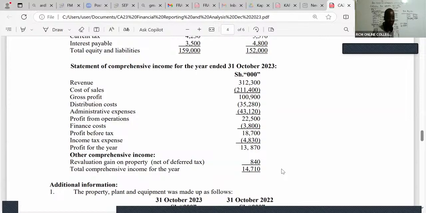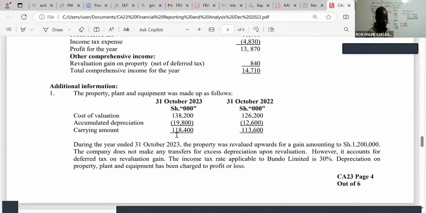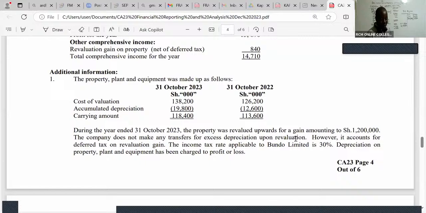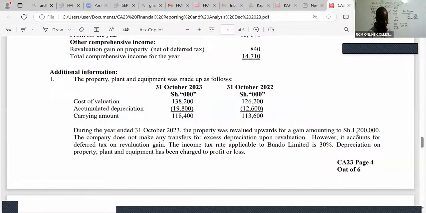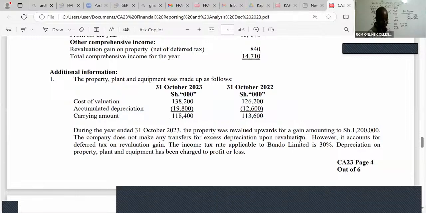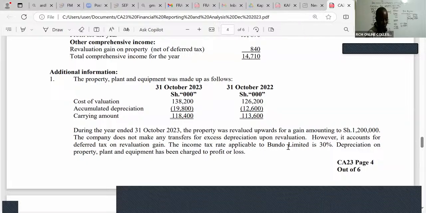But you have revaluation of PPE. Whenever you have revaluation on PPE, the PPE was revalued upwards, amounting to 1,200. The company does not make any transfers for excess depreciation upon revaluation. However, it accounts for deferred tax on revaluation gain. The income tax rate applicable to Bundo is 30%. Depreciation on PPE has been charged.